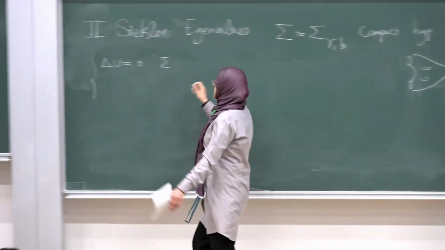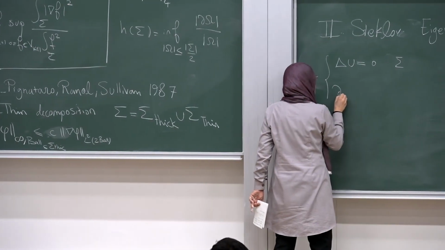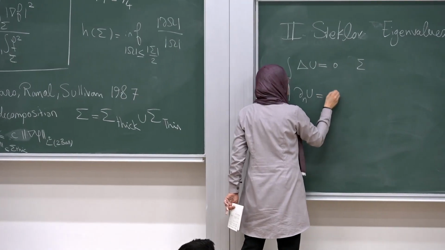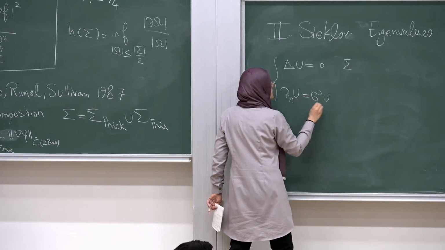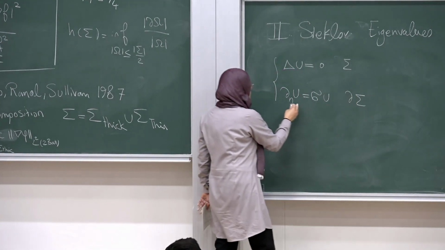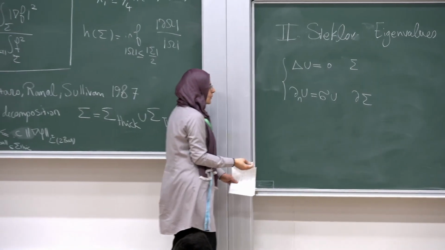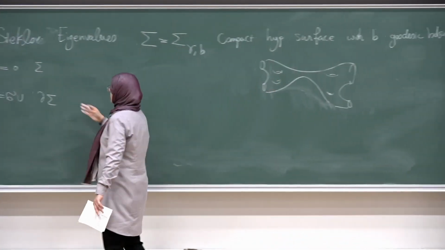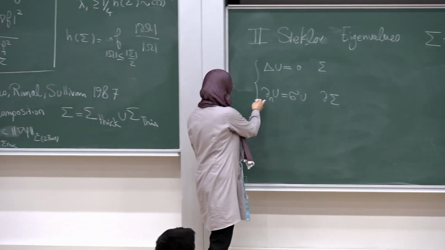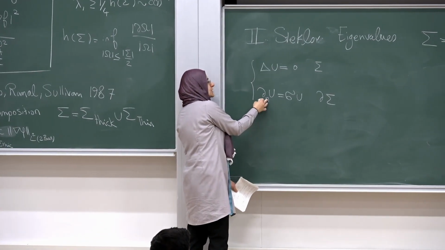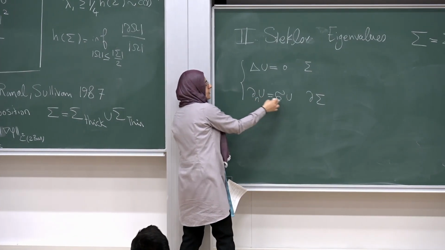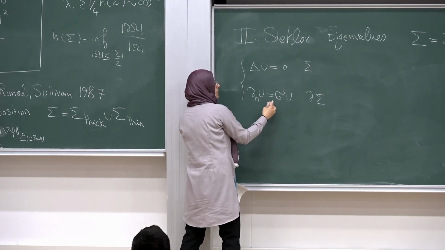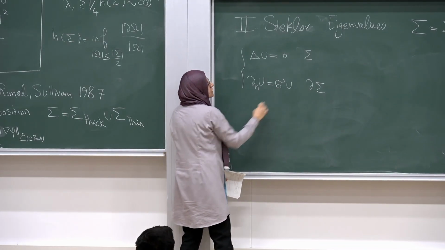Because our operator lives on the boundary, the spectral parameter is on the boundary. So sigma is our spectral parameter. It's called the Dirichlet to Neumann operator. We take a function on the boundary, we extend it harmonically inside, we take the Neumann data, or normal derivative, along the boundary, and then we want it to be proportional to u.